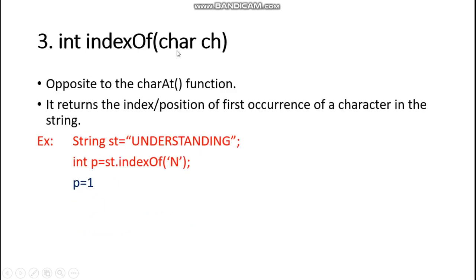And the third one is indexOf. It is just the opposite of the charAt function. If you give the character here, it will return the index position of that character. So many n's you can see in the string. Here one n is there, here also and here also. But it will always return the first occurrence of a character. This n is the first occurrence here. So 0, 1. The index position of this n is 1. So I'll get the value of p as 1.